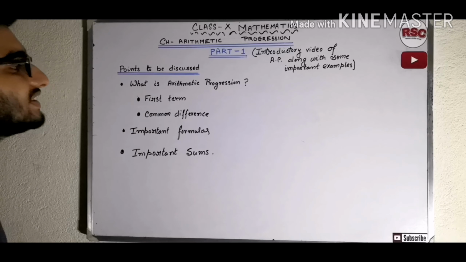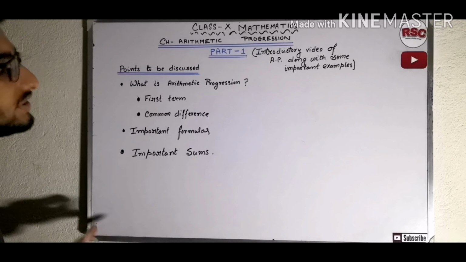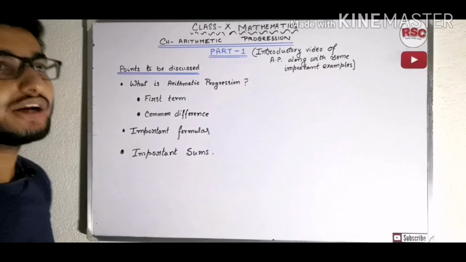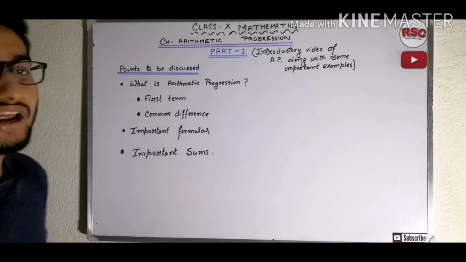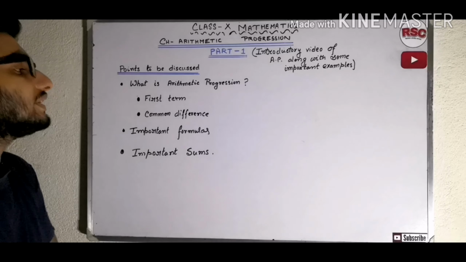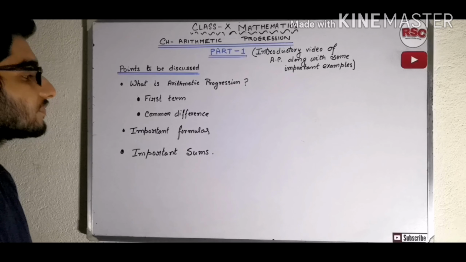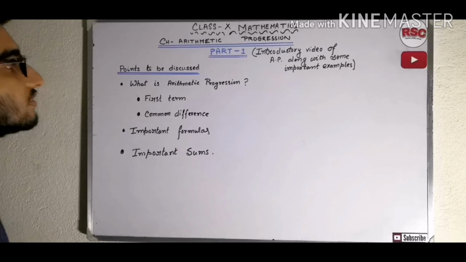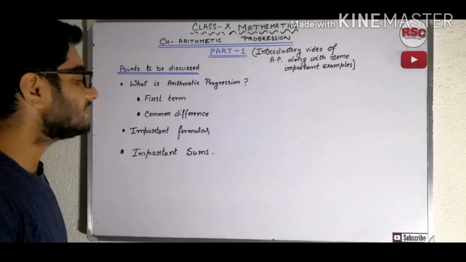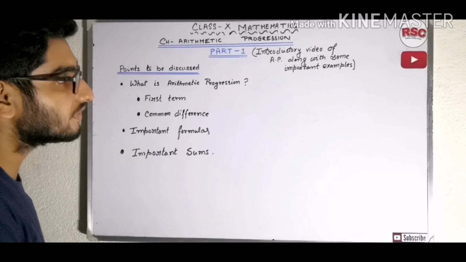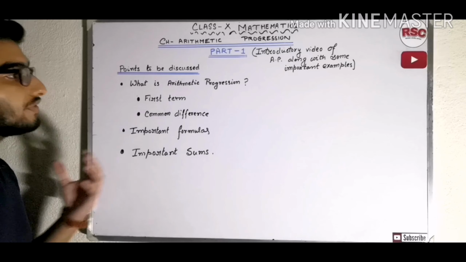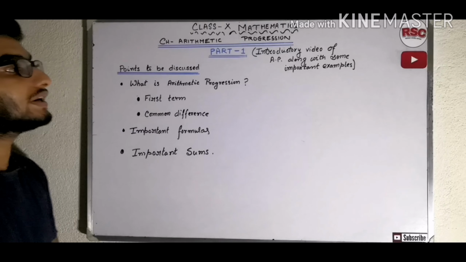Points to be discussed in this video will be: first, what is AP; then, under the AP, what are the first term and the common difference of that AP; then the important formulas which are related to AP; and then some important sums of AP. So coming to the first point, arithmetic progression.